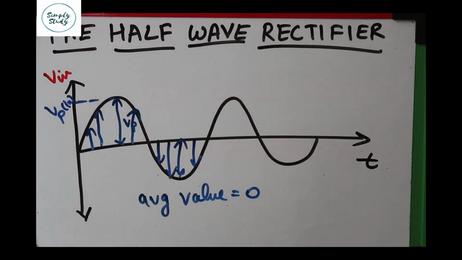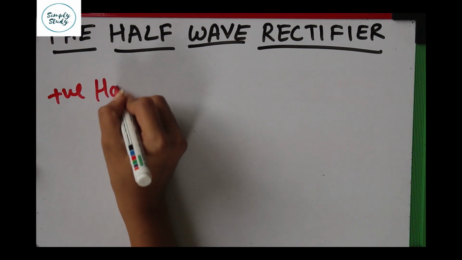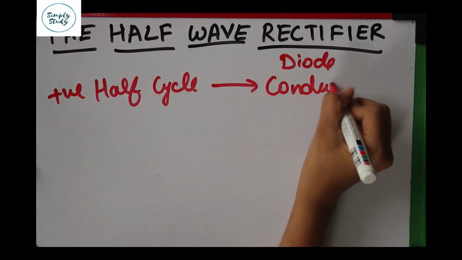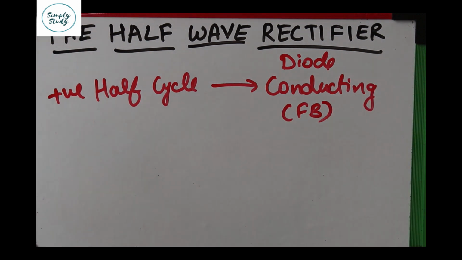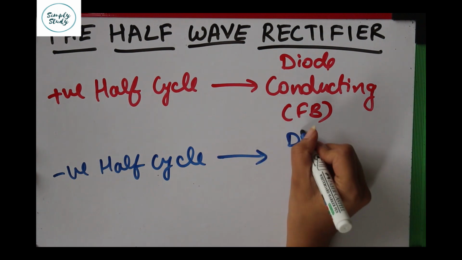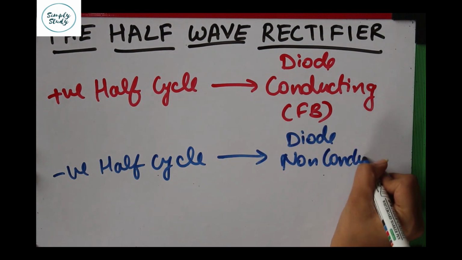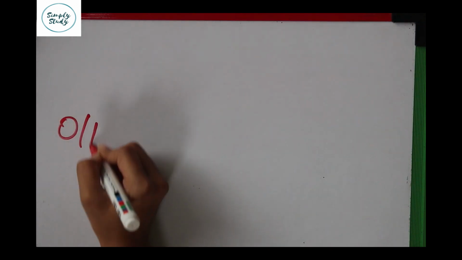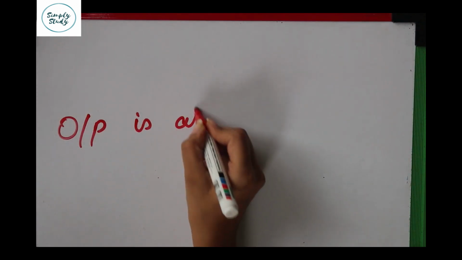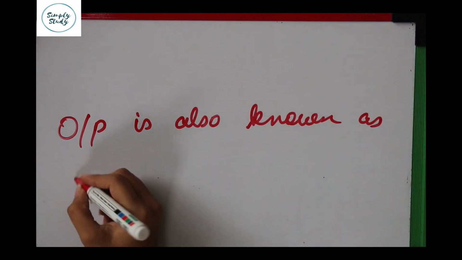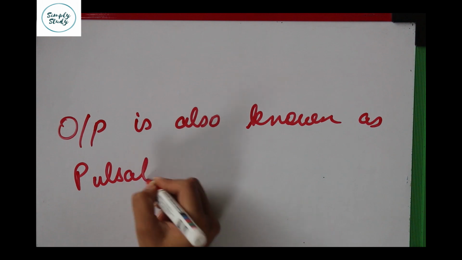In the half-wave rectifier, the diode is conducting during the positive half cycle, but it is non-conducting during the negative half cycle. Because of this, the circuit clips off the negative half cycle. This kind of waveform is known as half-wave signal. The output of a half-wave rectifier is also known as pulsating DC voltage, but it is not the kind of DC voltage that will be used for electronics equipment.